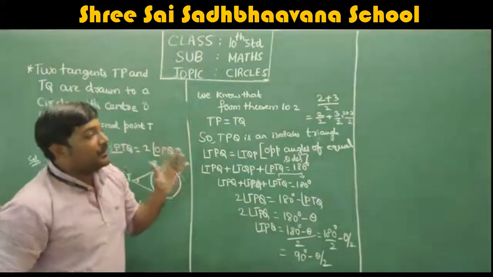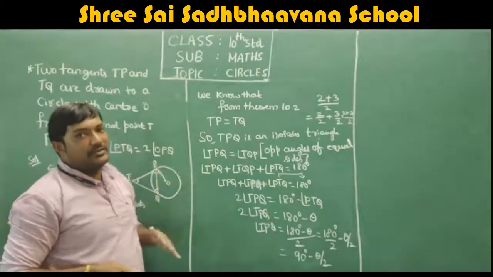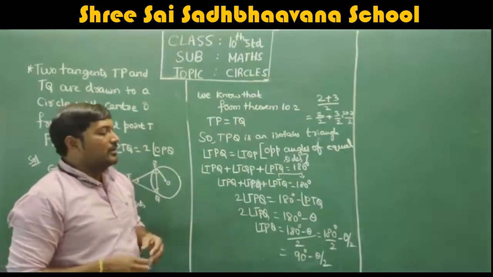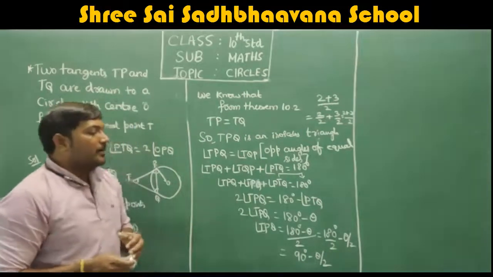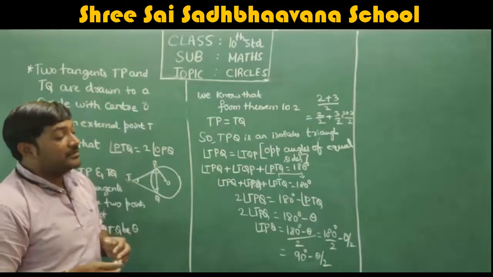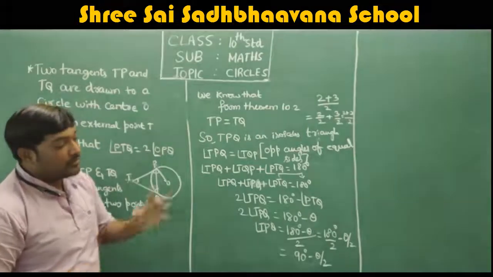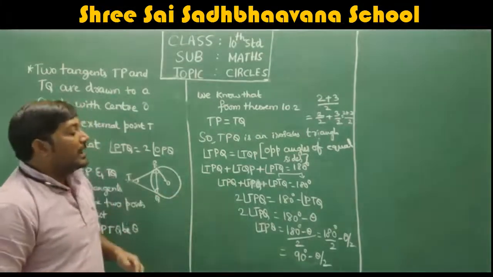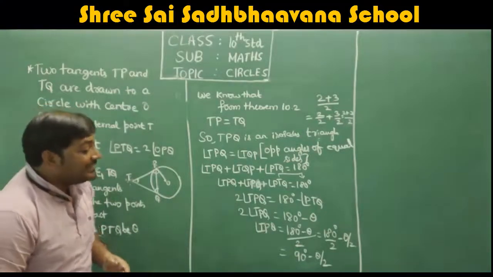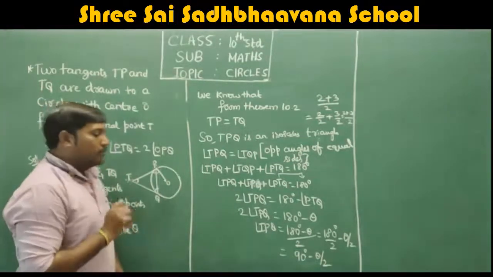So we are separating the numerator by the denominator. That's what I have written here: 180 minus theta by 2 can be written as 180 degrees by 2 minus theta by 2. What is 180 degrees by 2? 90, minus theta by 2. So angle TPQ is 90 minus theta by 2.